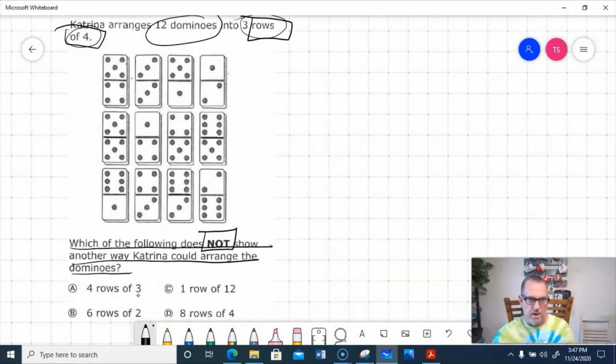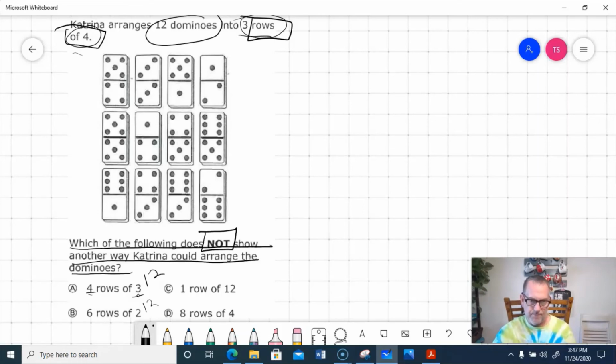Yep, that's correct. I know there's a commutative property of multiplication. So if I switch it around, I had 3 rows of 4 up here. If I made 4 rows of 3, I'd still get 12. Answer choice B, 6 rows of 2. How much is 6 rows of 2? Yep, that's correct. If I double 6, that would be the same thing as 6 rows of 2. And if I double 6, I get 12.